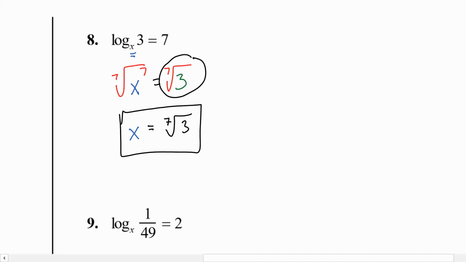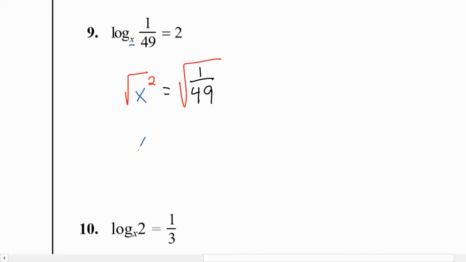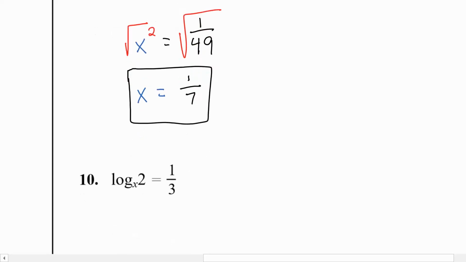Number 9. Really the same thing, so let's just rewrite that. The base is x, so the base of the power is x. The exponent is 2, and that equals the argument of 49. Now to get x all by itself, we've got to get rid of the square, so we are going to square root both sides. So that leaves us with x on one side. The square root of 1 is 1. The square root of 49 is 7. So as you can see, once you get the hang of rewriting, these go very quickly.